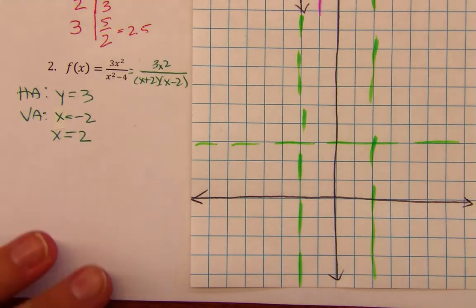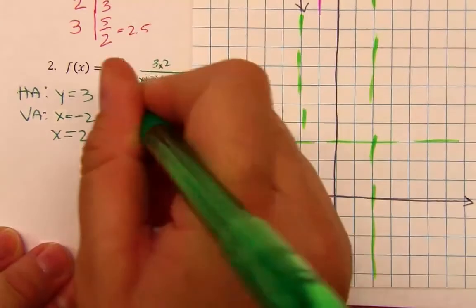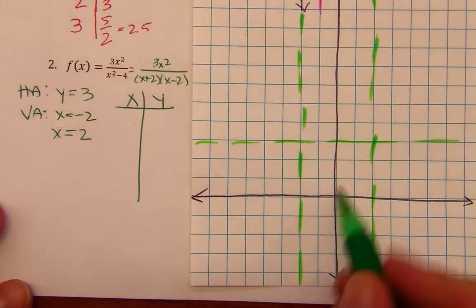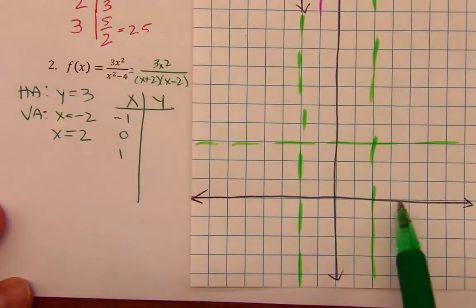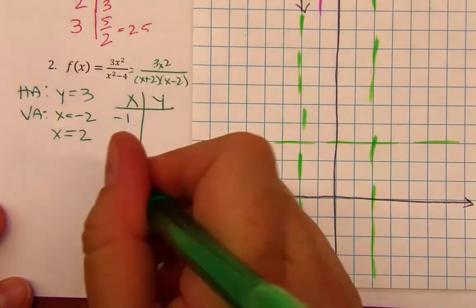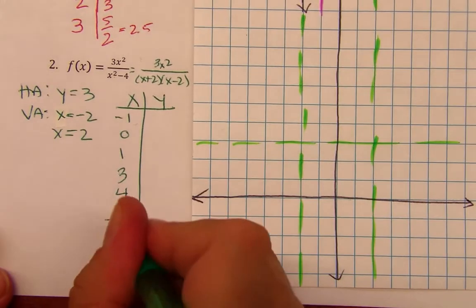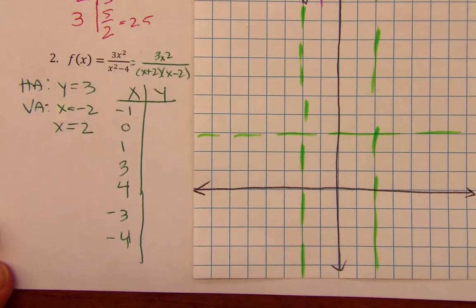Now, we can go ahead and try to find some points, some intercepts, and so I'm going to make a table of values here. Plugging in, let's say, negative 1, 0, and 1. And then let's say 3 and 4. And negative 3 and negative 4. And that's a good amount of values to plug in.